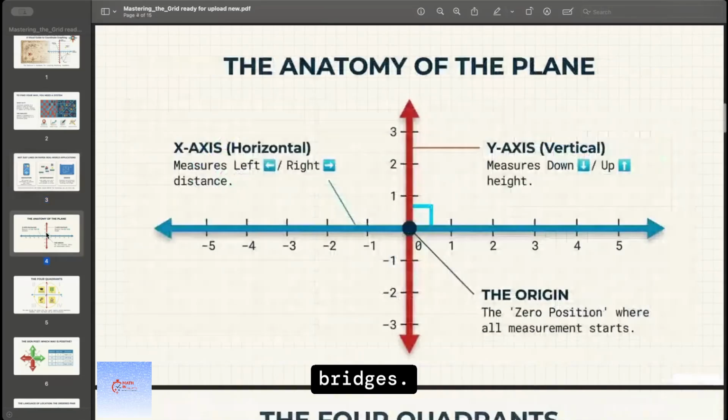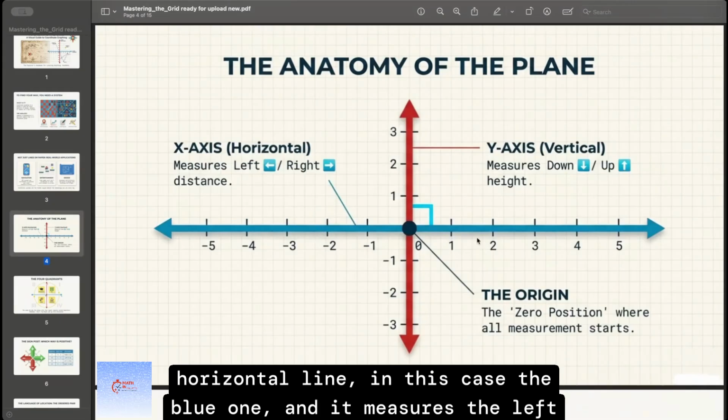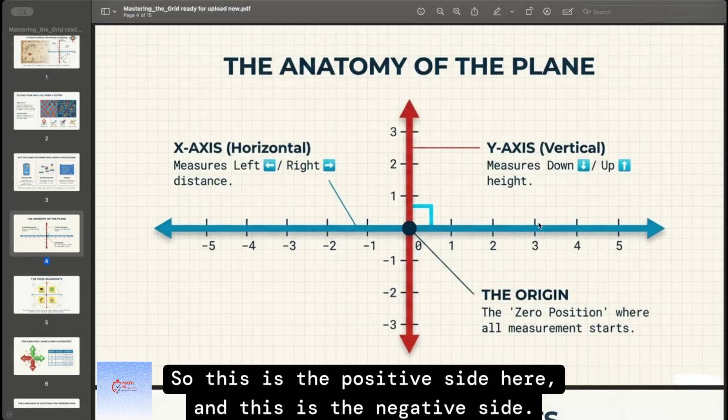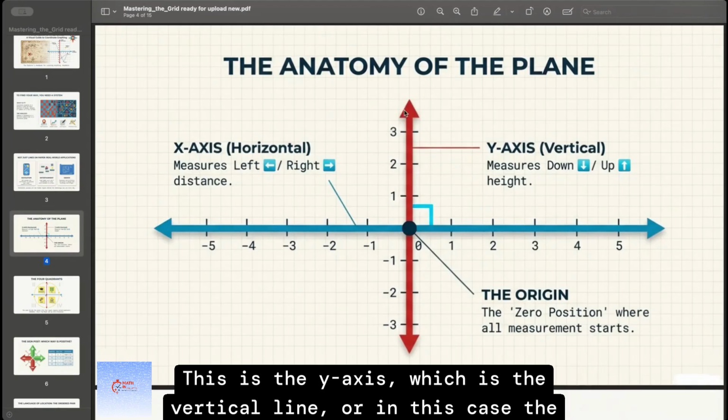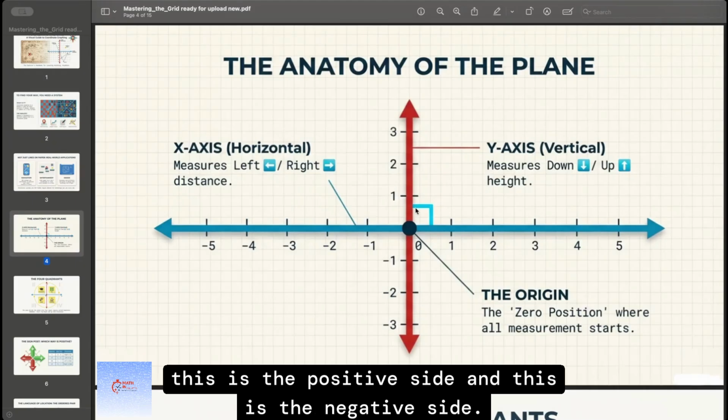and bridges. So the anatomy of the plane is that this is the x-axis, which is the horizontal line, in this case the blue one, and it measures the left and right distance. This is the positive side here, and this is the negative side. This is the y-axis, which is the vertical line, in this case the red line. This measures the up and down height. This is the positive side, and this is the negative side.